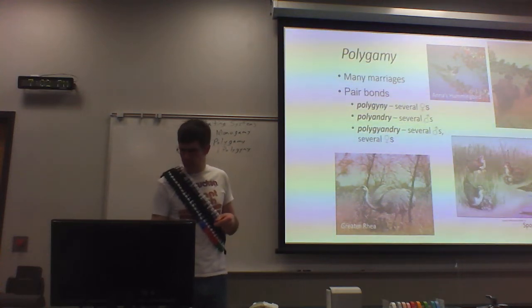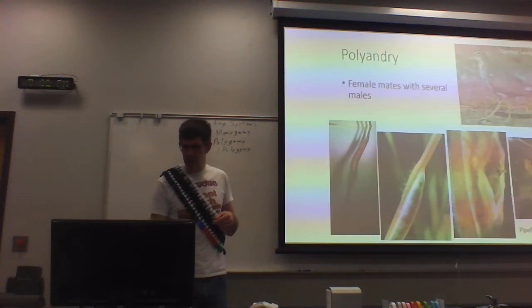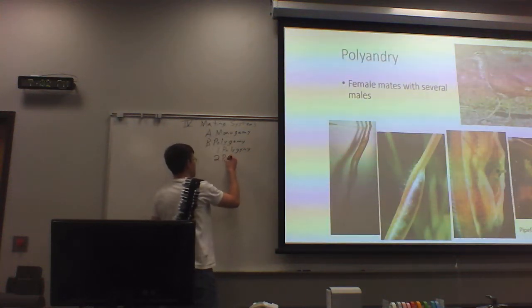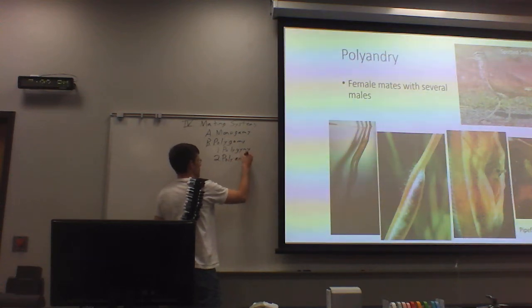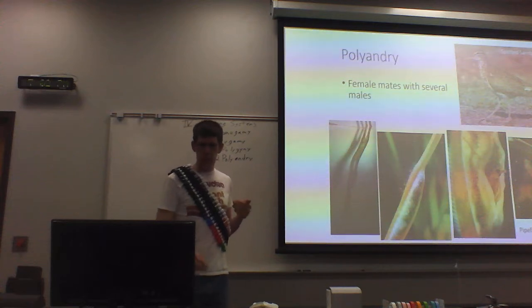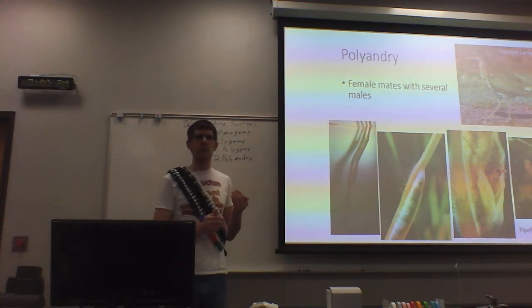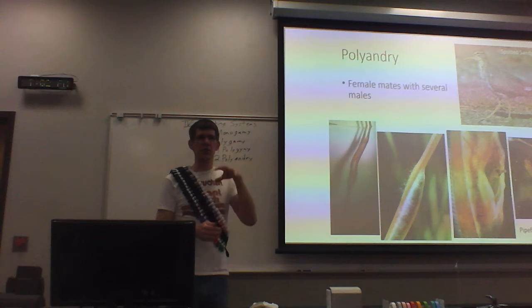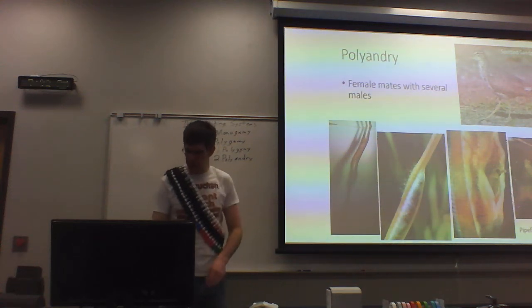Polygyny, several females. Polyandry, on the other hand, is a female and several males. Like pipefish. A female will lay her eggs on several males, and the males will take care of the young. A spotted sandpiper will lay her eggs in a whole bunch of clutches with one male watching each clutch. That's polyandry.